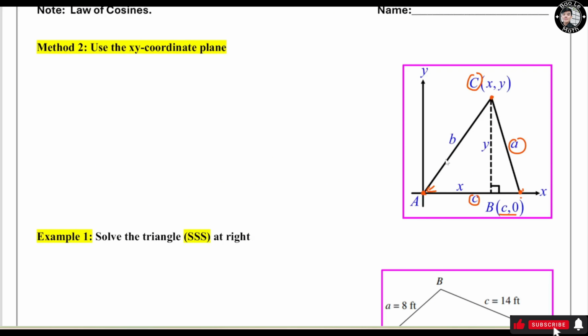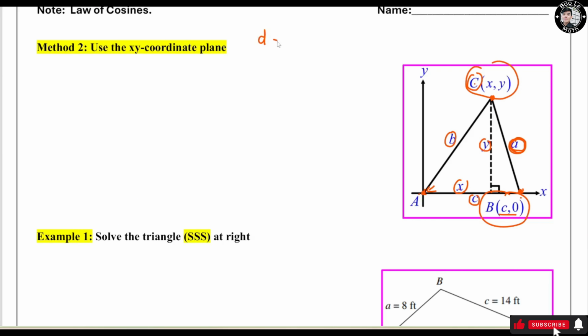Now the distance from C to A is actually b, because it's opposite to angle B. Now the distance from the vertex C to the side AB right here, I call this y, and it's actually the altitude. And the distance from here to here is x. And x and y are the coordinates of point C. So we need to calculate the side BC right here. We're going to use this formula.